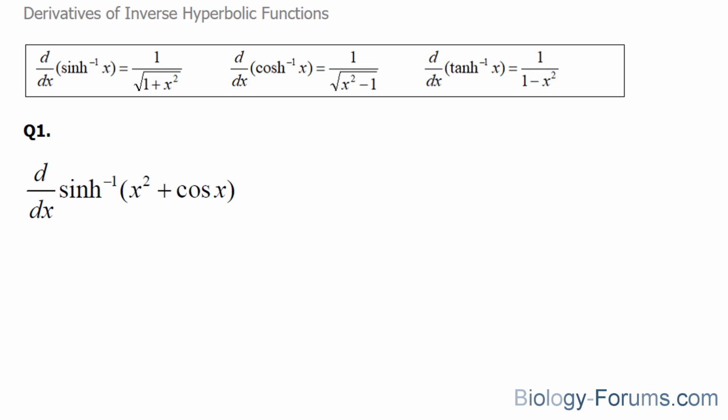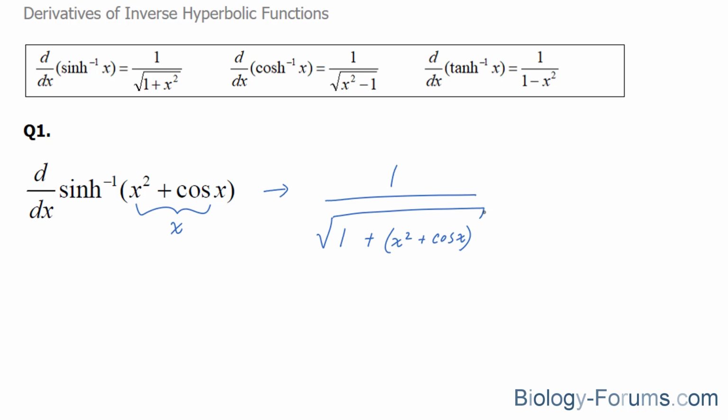In this question, they are asking us to find the inverse hyperbolic function of sine of x squared plus cosine x. So consider this your x, and we're going to use this pattern to find the derivative. 1 over the square root of 1 plus this thing, x squared plus cosine x to the power of 2. And what's not shown here is you have to find the derivative of that term. So our next goal is to find the derivative of this, and that's not hard to do. And whatever that derivative is, you will multiply it to this term.